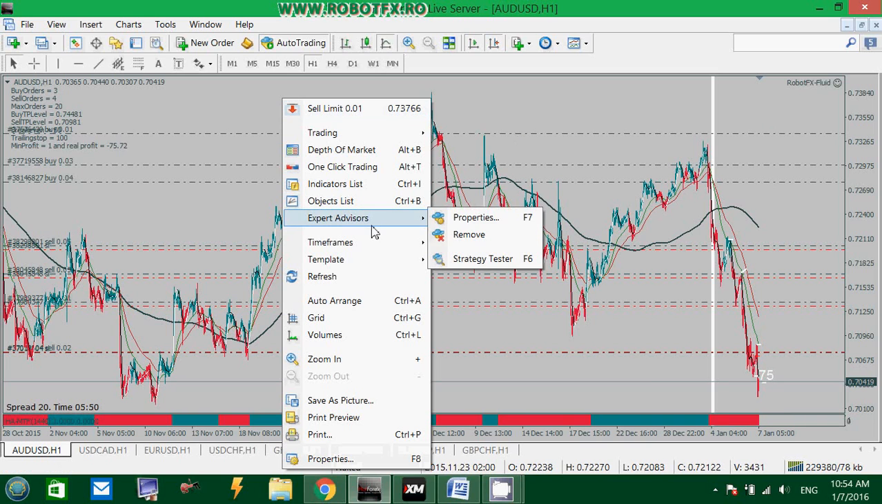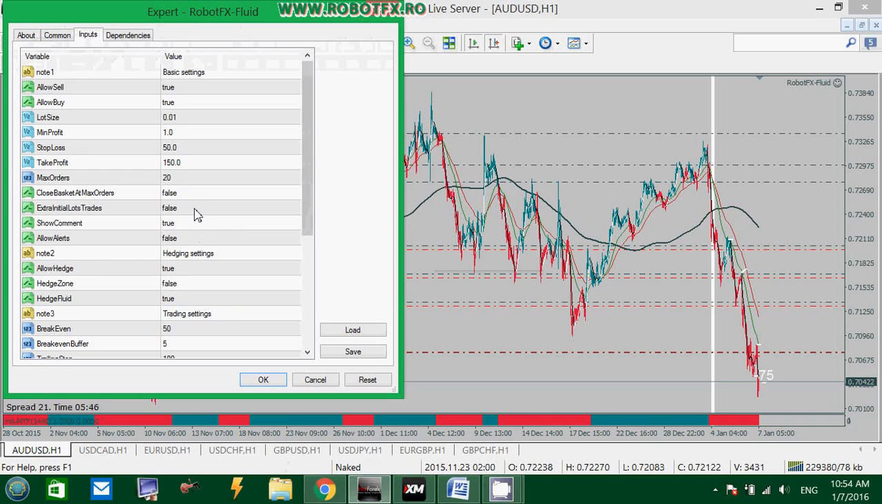And there is also the option to open, if you set this to true, extra initial lots trades. The expert advisor will open another trades based on the trend, in this case sells, shorts, will open another short trades of this initial lot size 0.01.